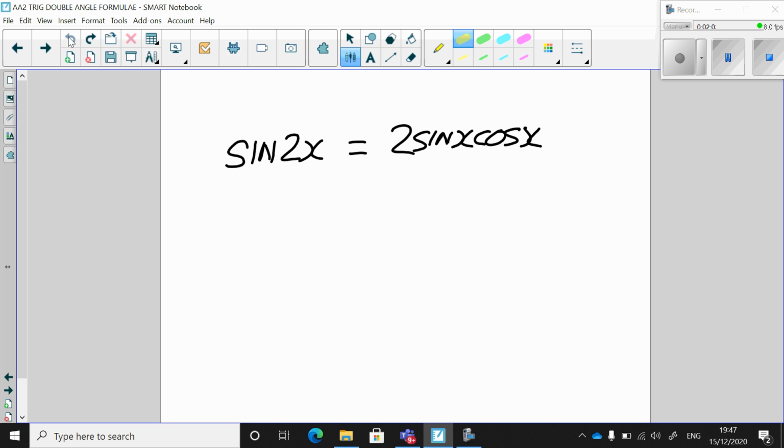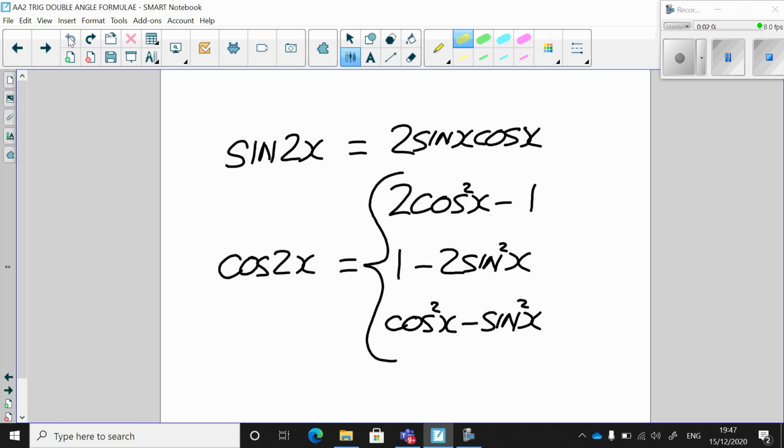But for cos 2x, you've got a problem here. There are 3 replacements for cos 2x, and those are there. We read them as 2 cos squared x minus 1, 1 minus 2 sine squared x, and cos squared x minus sine squared x. So if you paid attention during the lessons, then you will get the drift.